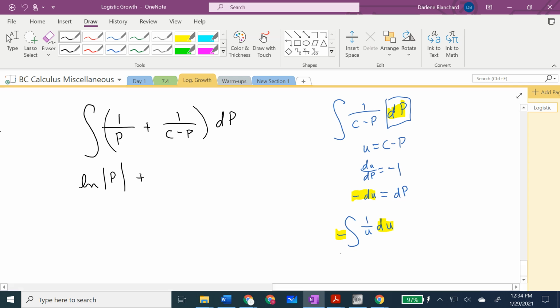That means that I'm getting negative the natural log of the absolute value of u, where u is c minus p. Now this one, I do have to keep that absolute value around c minus p because the model includes population being greater than carrying capacity. So I'm now going to write, oh, I'm hearing my 10-minute reminder go off.